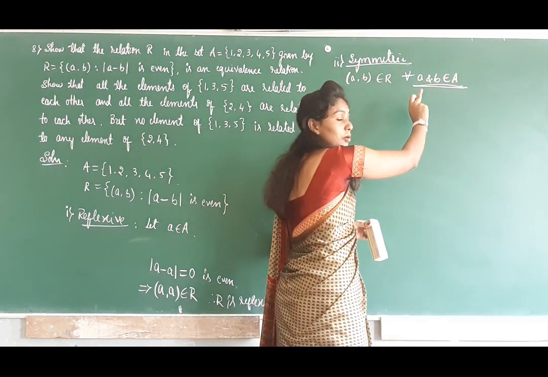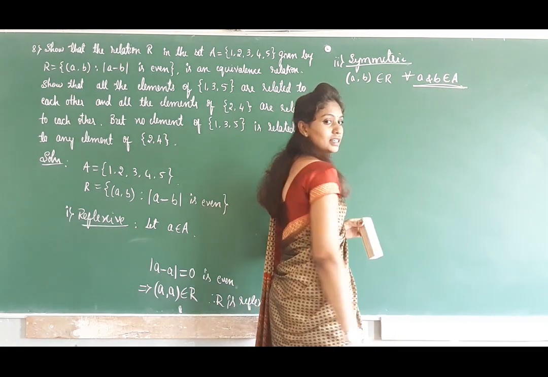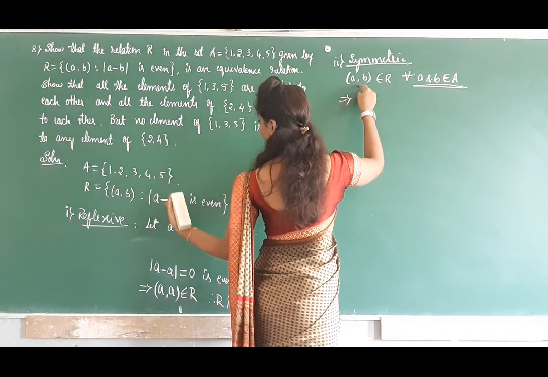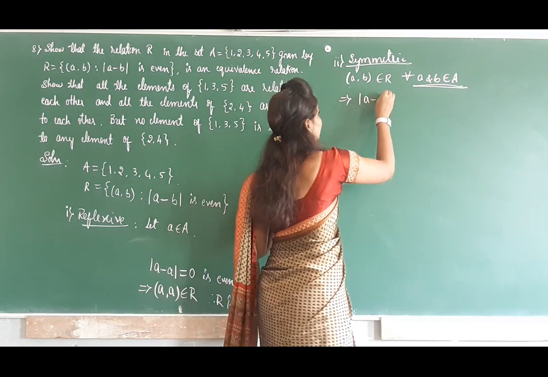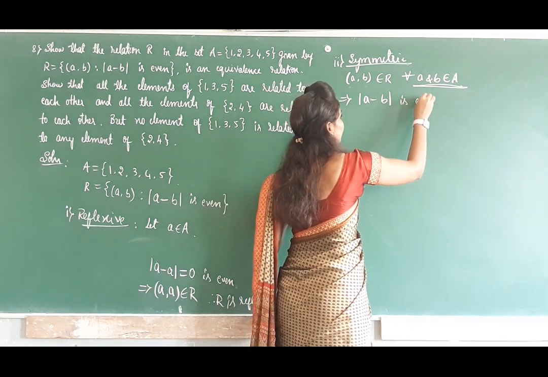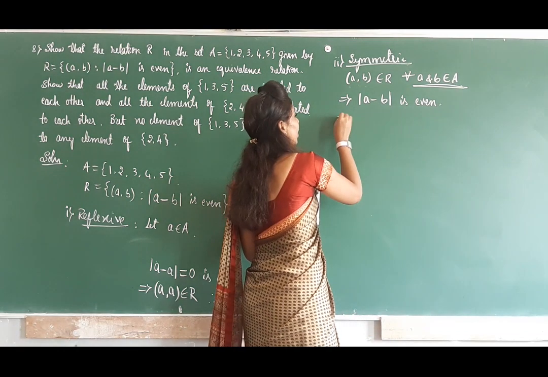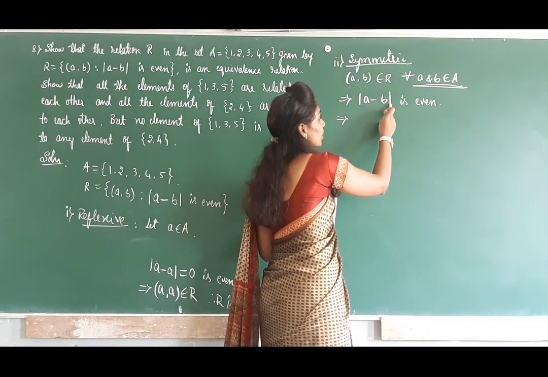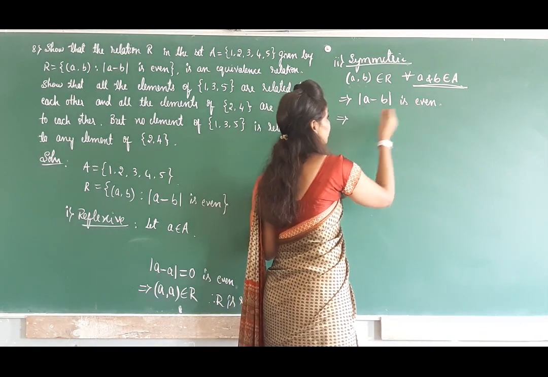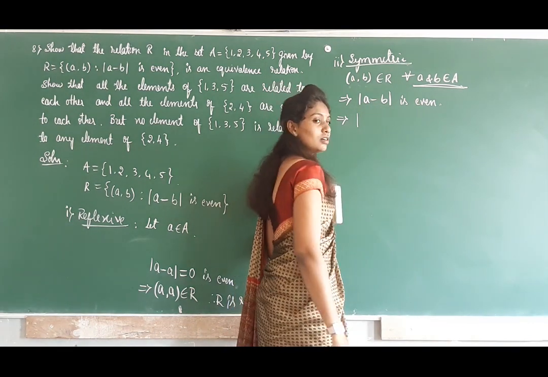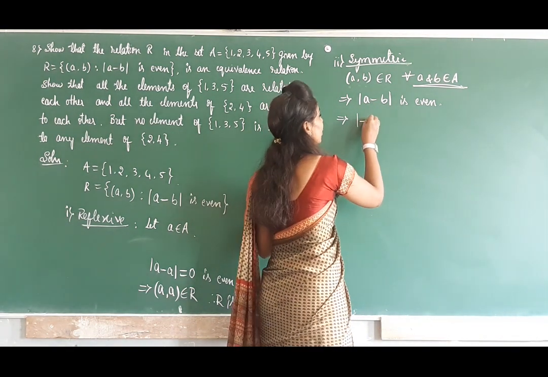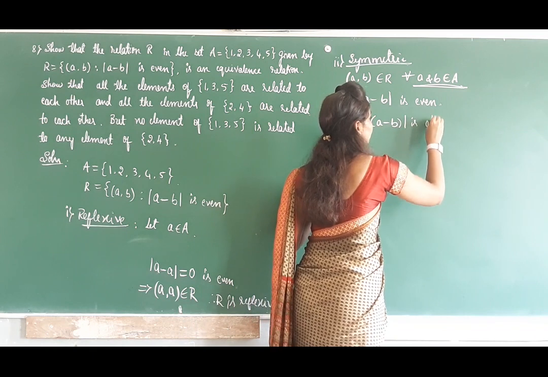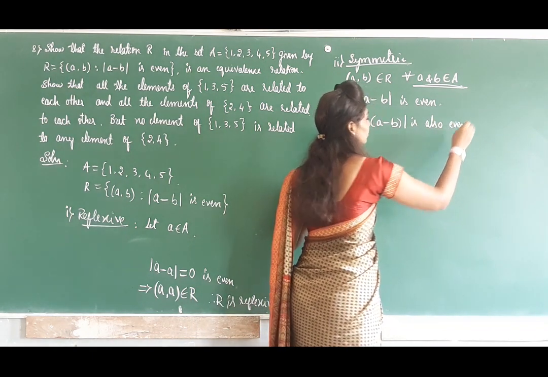For all a and b belongs to the set A, ab belongs to R means our relation modulus of a minus b is even. This is even. We have to prove ordered pair ba belongs to R. Modulus of a minus b is even means modulus of a negative number is also positive, that is also even. Modulus of minus of a minus b is also even. Okay, clear.